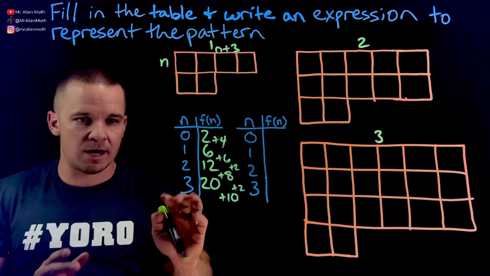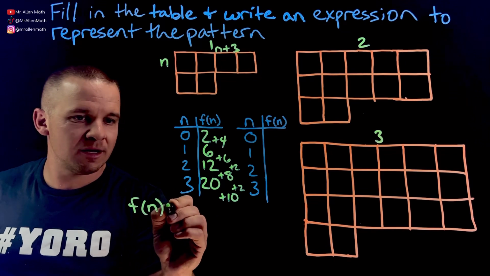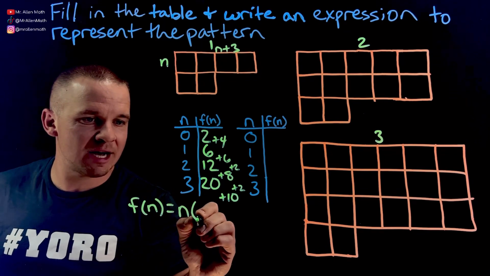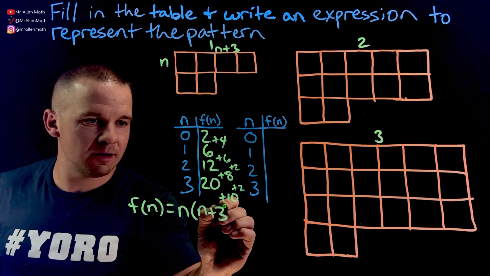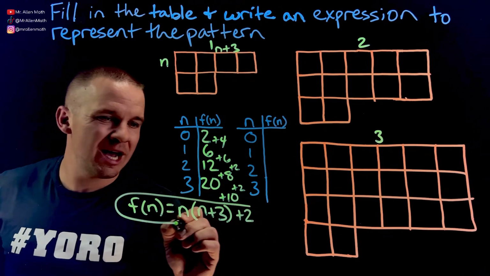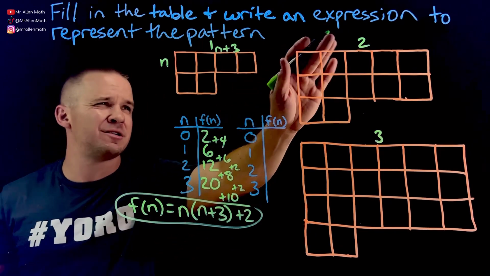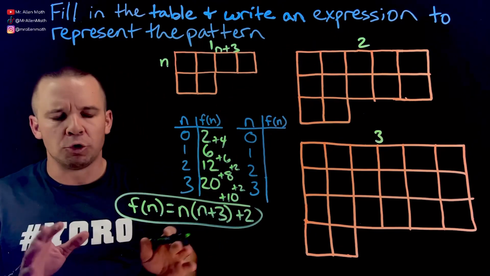So here's how we write it. Ready? For this first one here, I've got f of n equals n times n plus 3, plus 2. And that would be my final function here, or you could just write that part. That's going to be an expression. I know I said expression in the directions. Cool. All right.